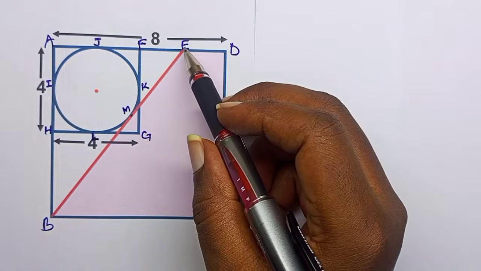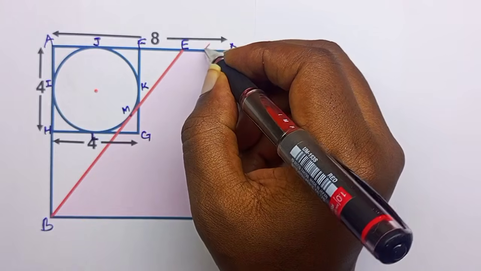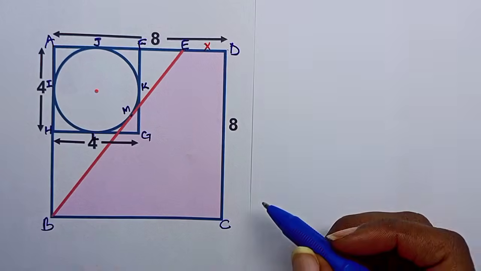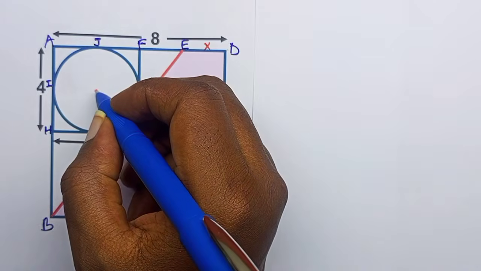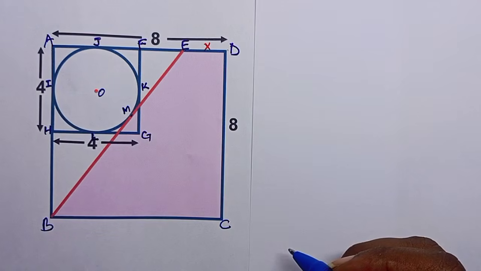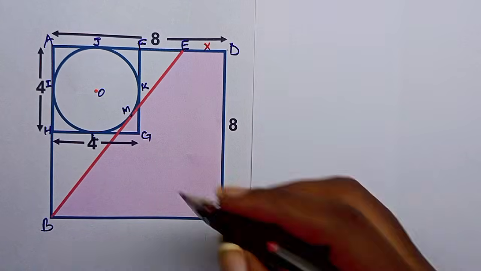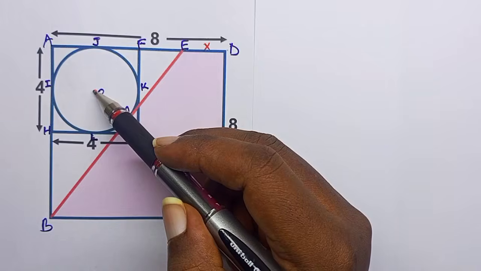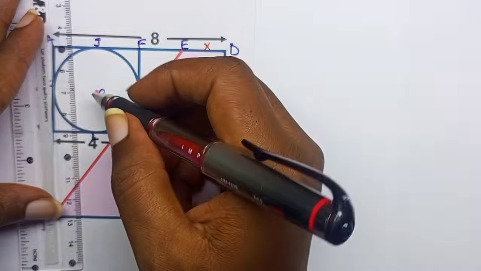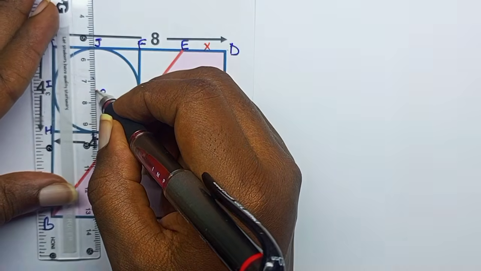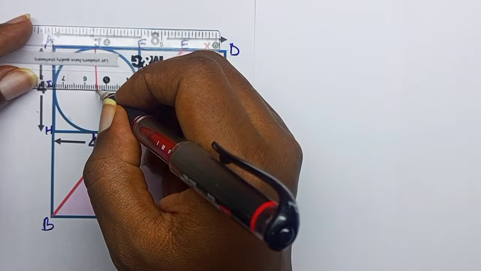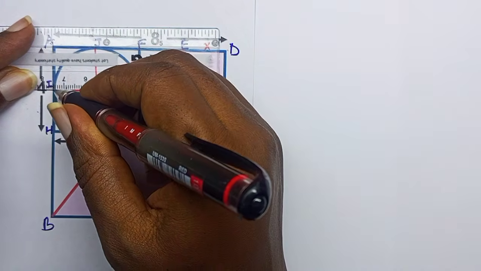Now let ED be equal to X. So let this length be X. And let the center of the circle be O. Next, let us connect center O to point of tangency J and also O to point of tangency I. So connect O to J and O to point of tangency I.